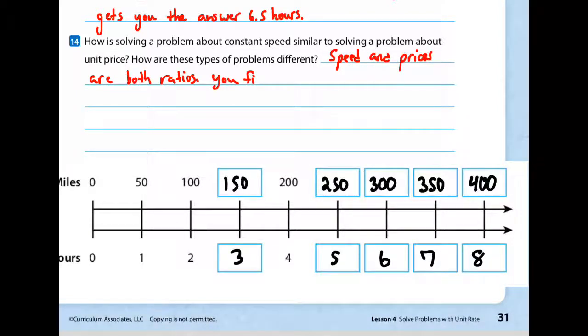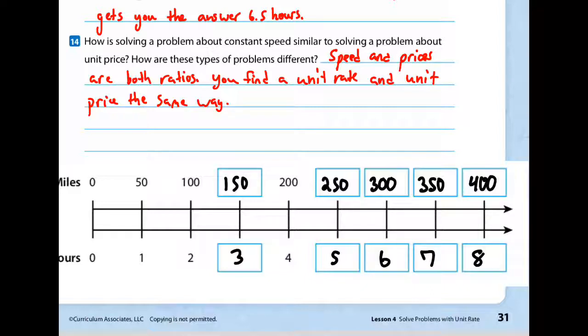You find a unit rate and a unit price the same way. The math is the same. It's just one is speed, one is money.